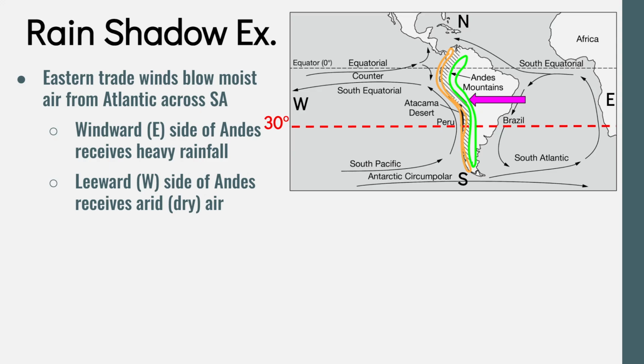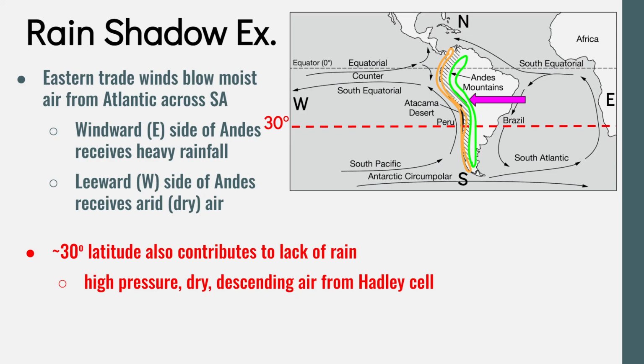Remember also that being at 30 degrees latitude also means that the conditions are going to be a lot drier because of the Hadley cell. This is where we get that air mass that's sinking back down to Earth, and it's very dry. And notice how close the Atacama Desert is to this 30 degrees south latitude. And that is also going to help us understand why there are such dry conditions there.